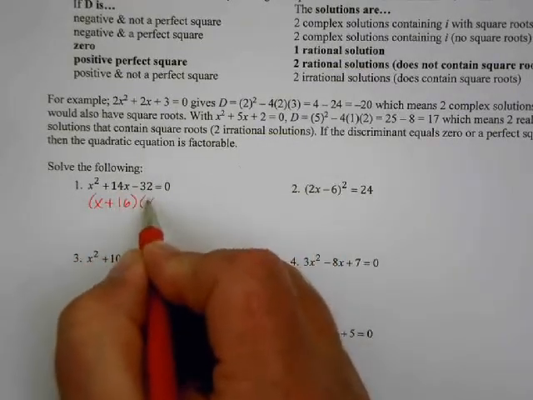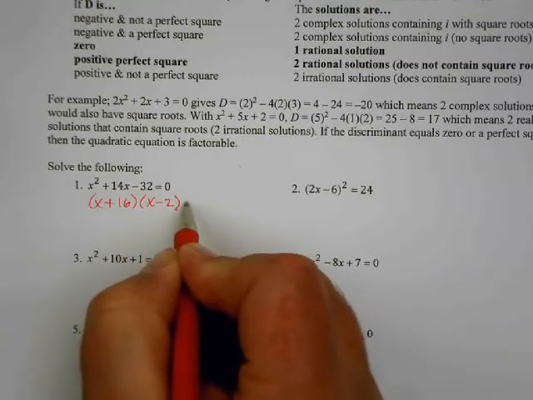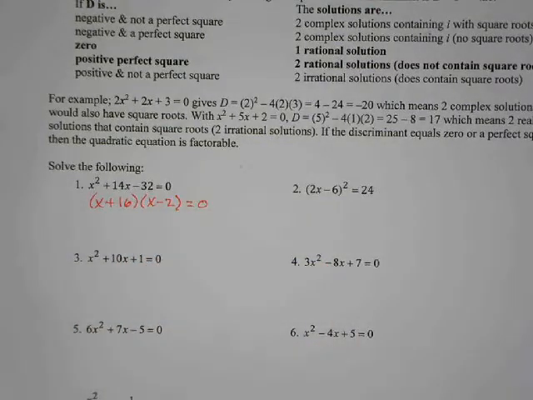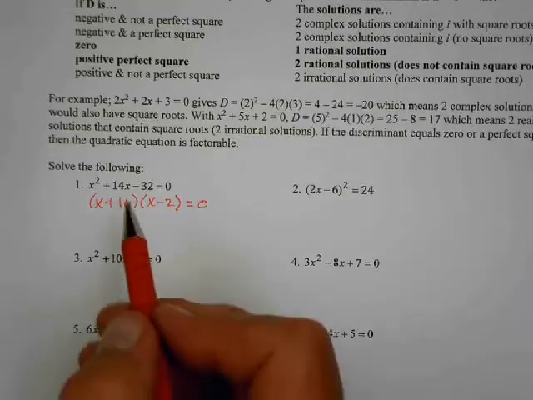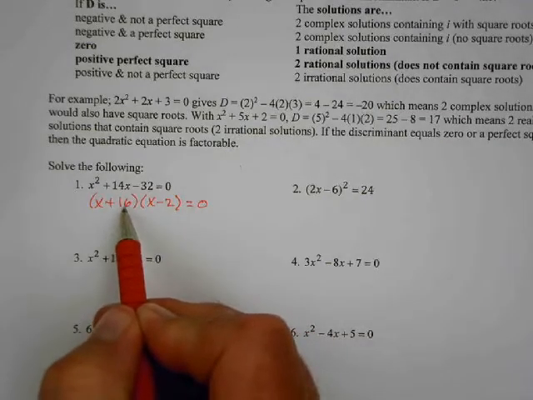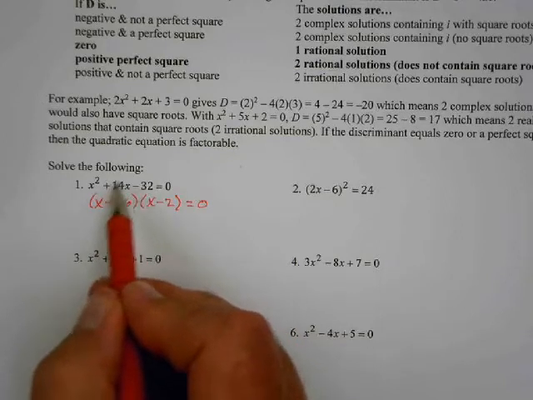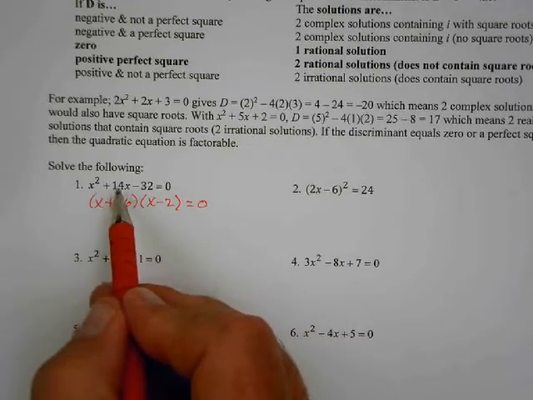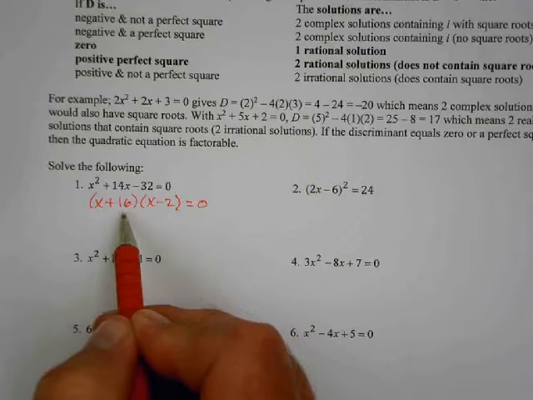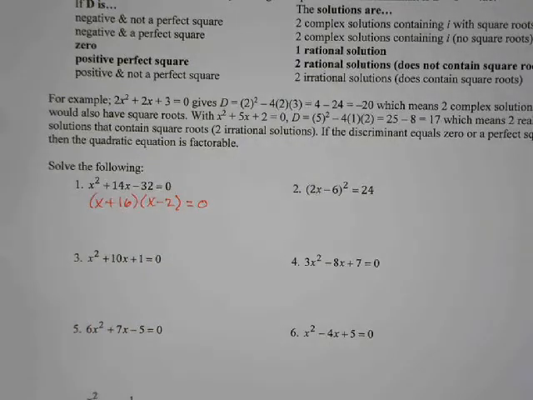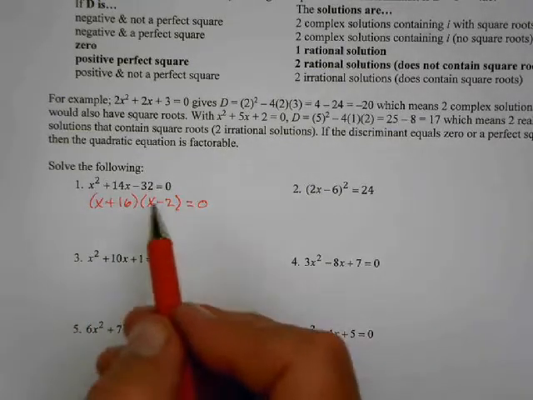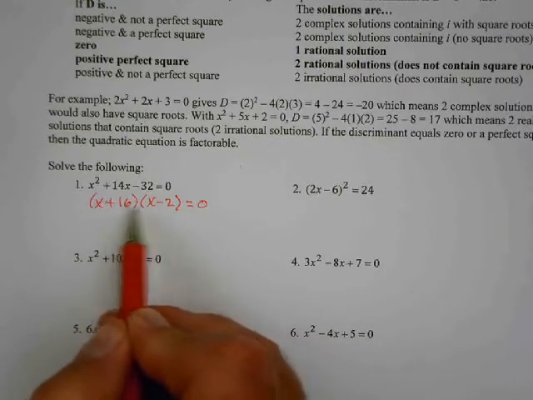Those two numbers are 16 and negative 2. Note that one is positive and one is negative. A quick shortcut is the bigger one will match the sign of the middle term. So since this is plus 14, I made the 16 the positive one. And I knew I had to have one of each because, again, the 16 times the negative 2 will give me my negative 32.